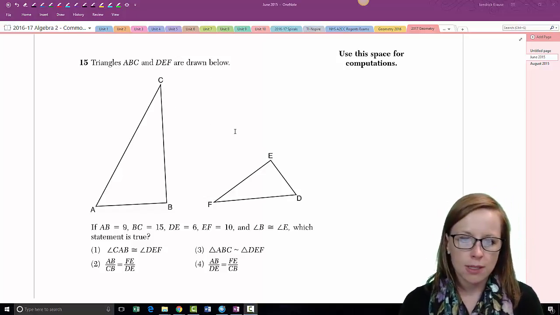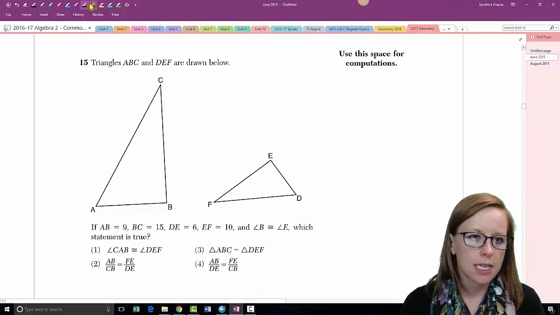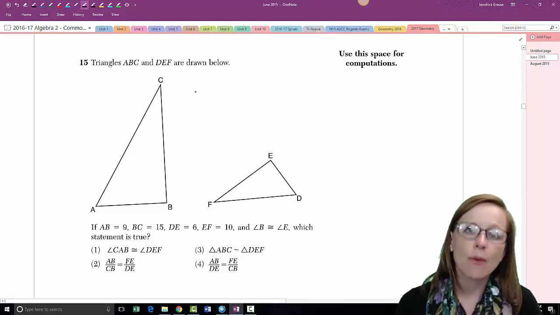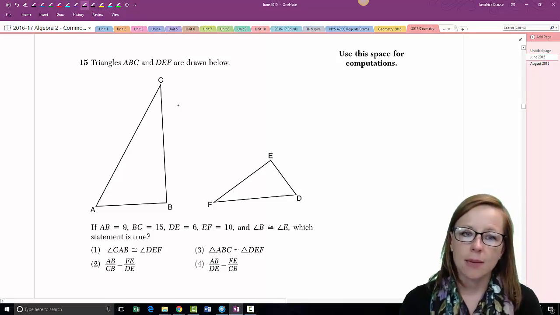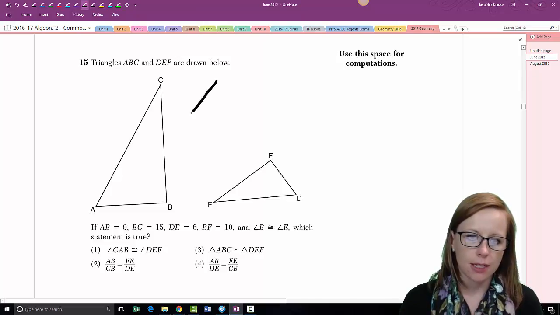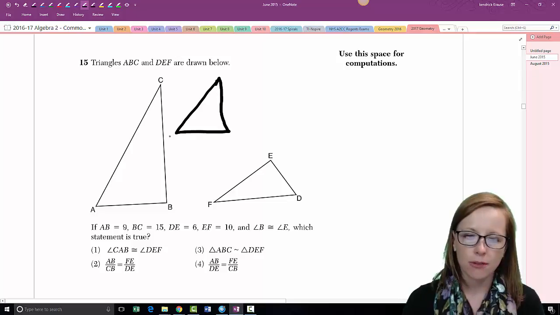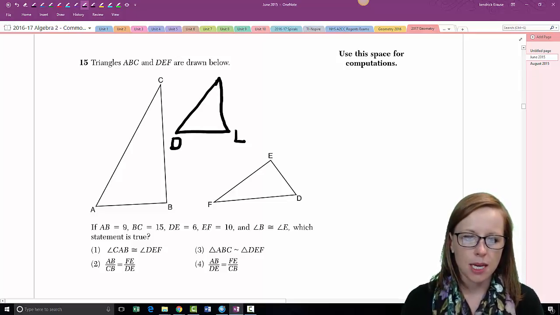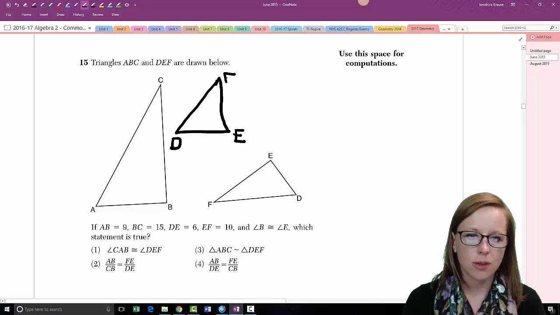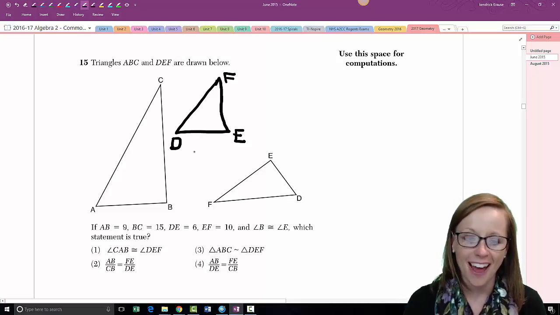So what I'm actually going to do is redraw triangle DEF in the same orientation as ABC. I'm going to redraw it looking the same direction and orientation. Maybe not a perfect picture, but D is here, E matches with B, and F matches with C. It's a terrible triangle. I'm aware of that.